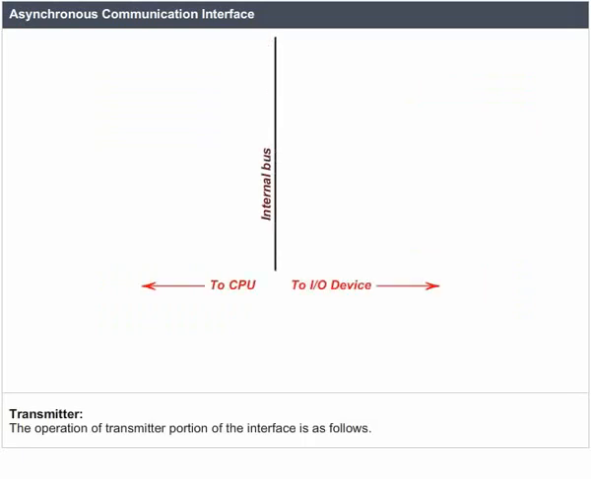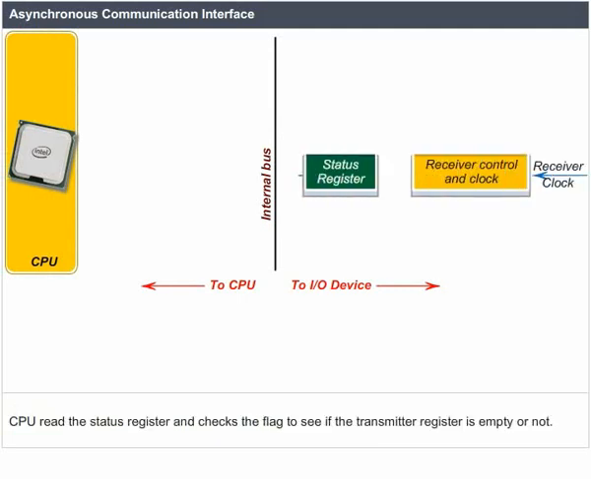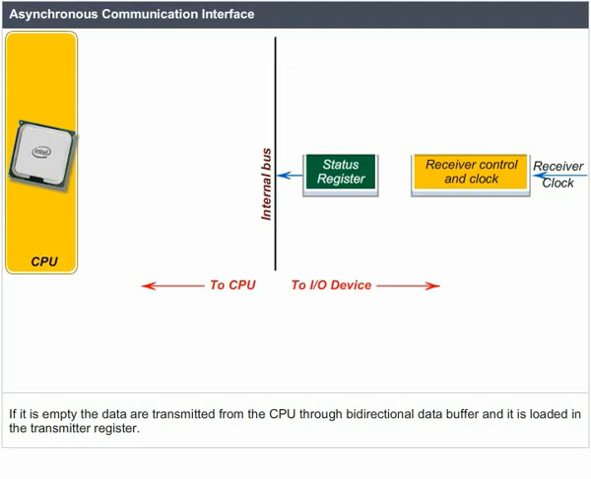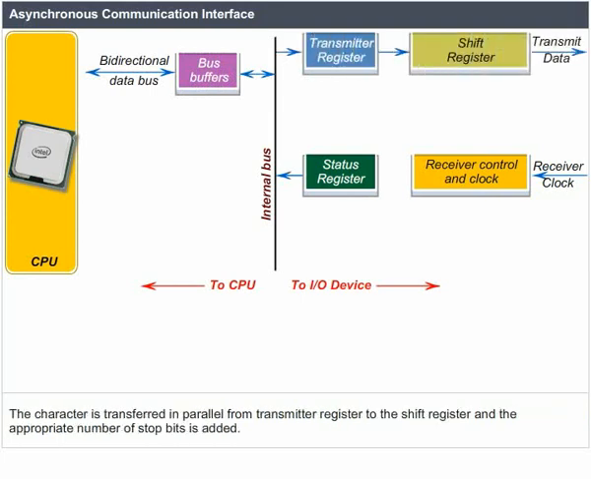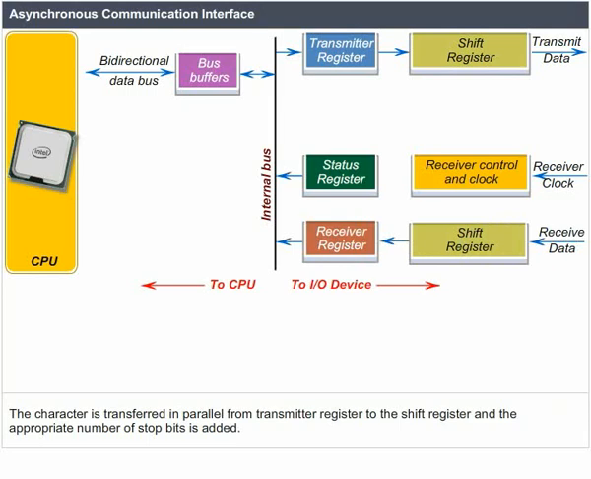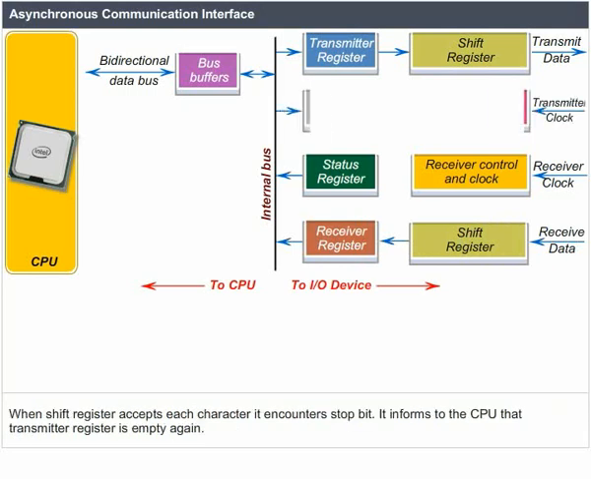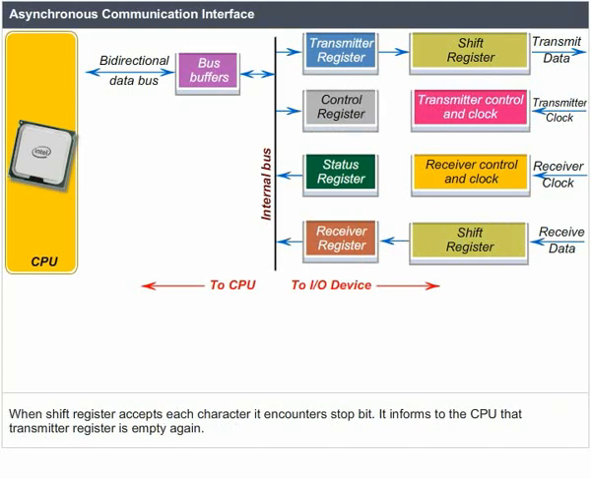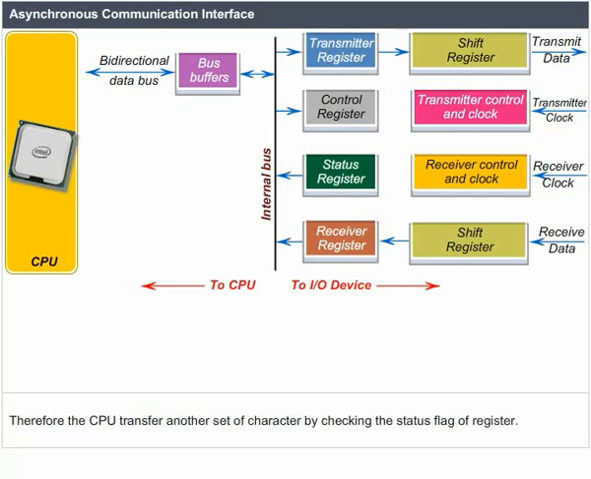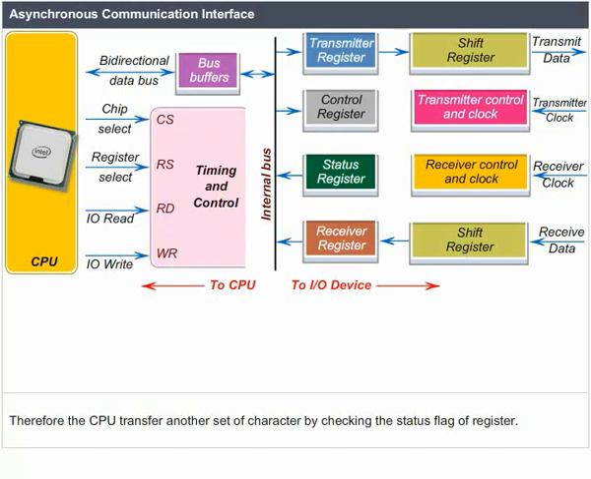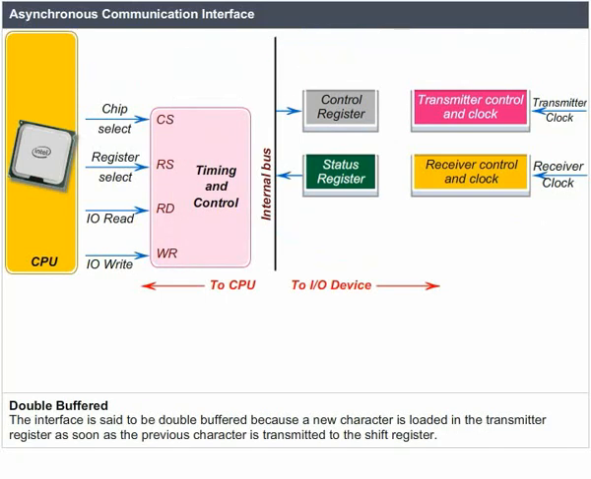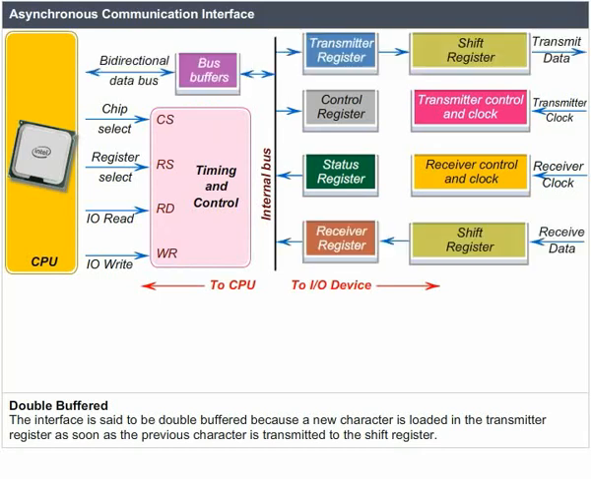Asynchronous Communication Interface: Transmitter. The operation of the transmitter portion of the interface is as follows. The CPU reads the status register and checks the flag to see if the transmitter register is empty or not. If it is empty, the data are transmitted from the CPU through the bidirectional data buffer and loaded in the transmitter register. The character is transferred in parallel from the transmitter register to the shift register and the appropriate number of stop bits is added. When the shift register accepts each character, it encounters the stop bit. It informs the CPU that the transmitter register is empty again. Therefore, the CPU transfers another set of characters by checking the status flag of the register. Double buffered: the interface is said to be double buffered because a new character is loaded in the transmitter register as soon as the previous character is transmitted to the shift register.